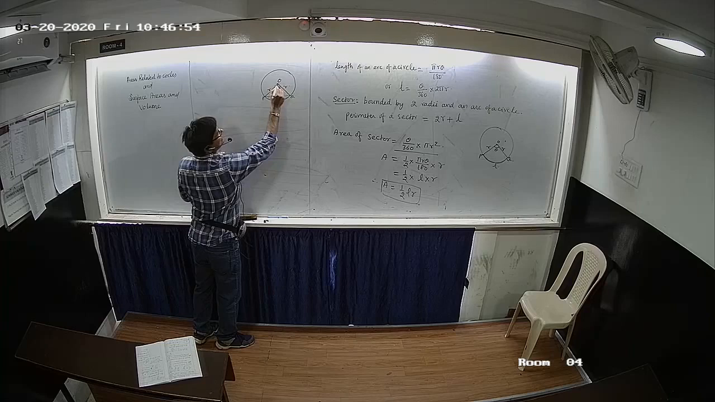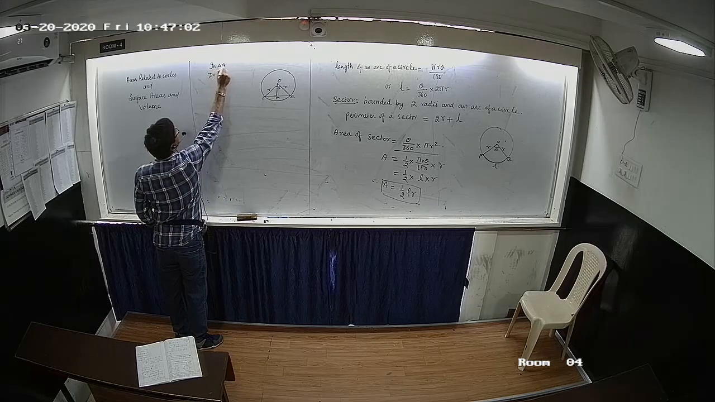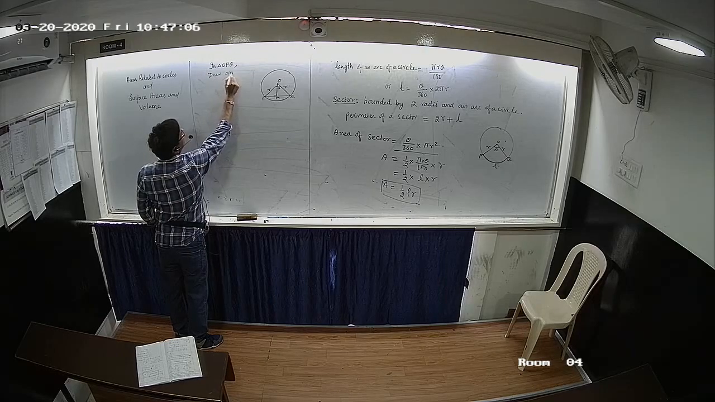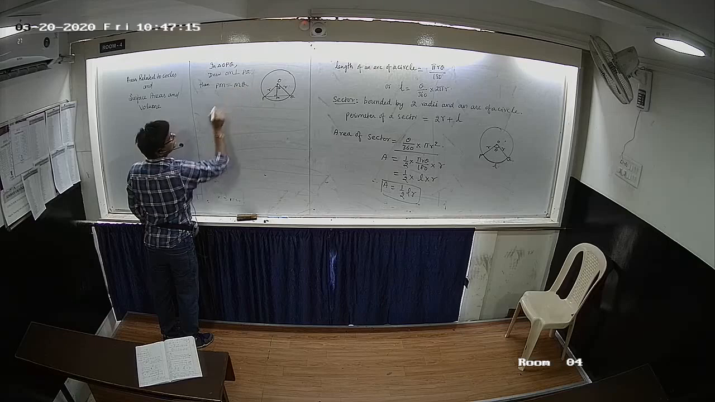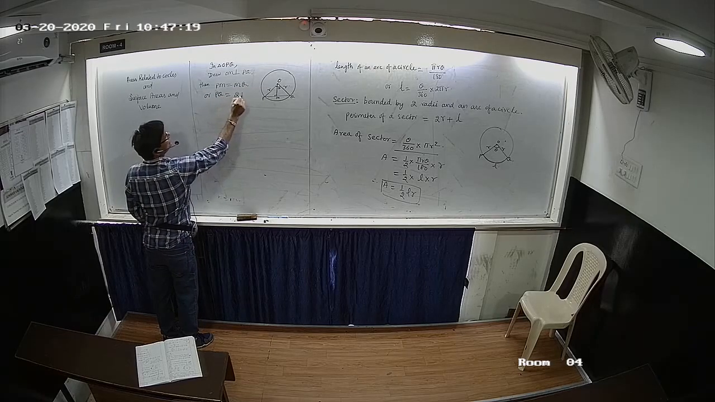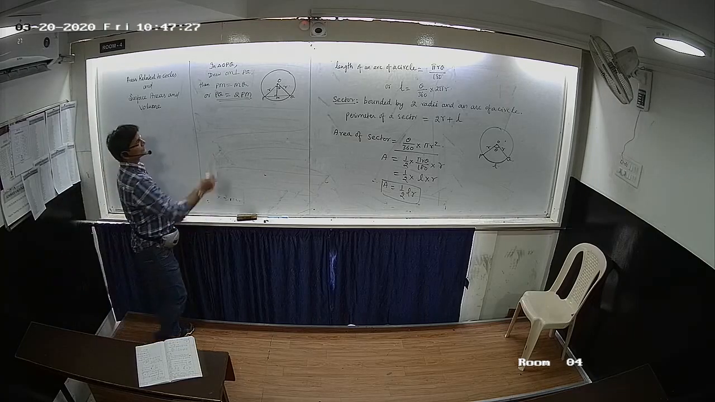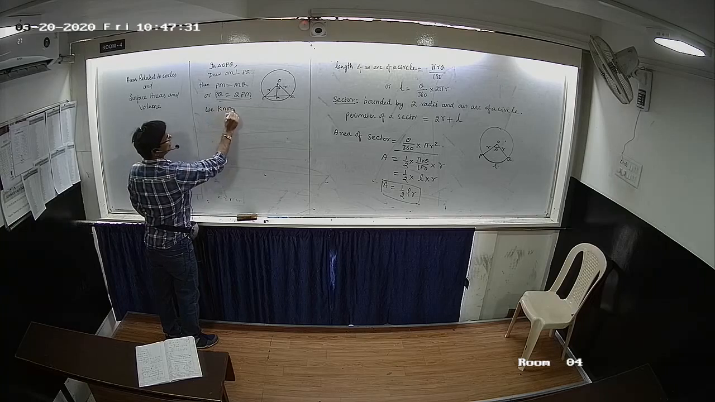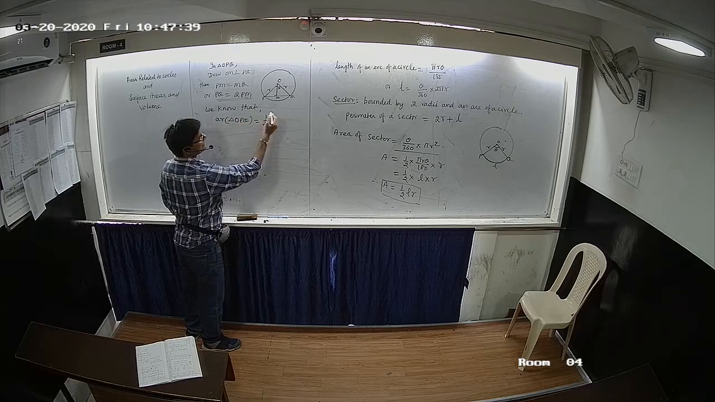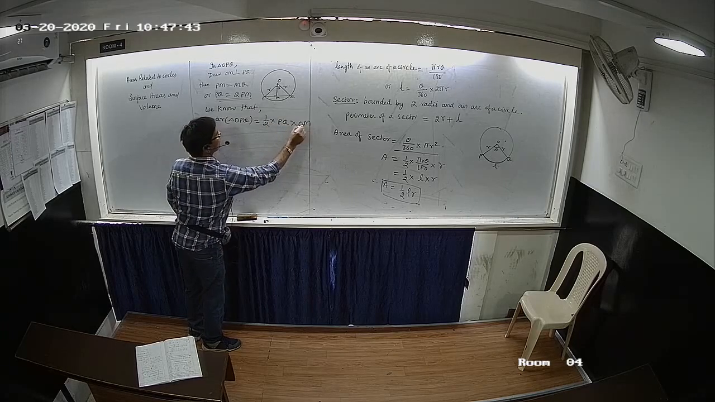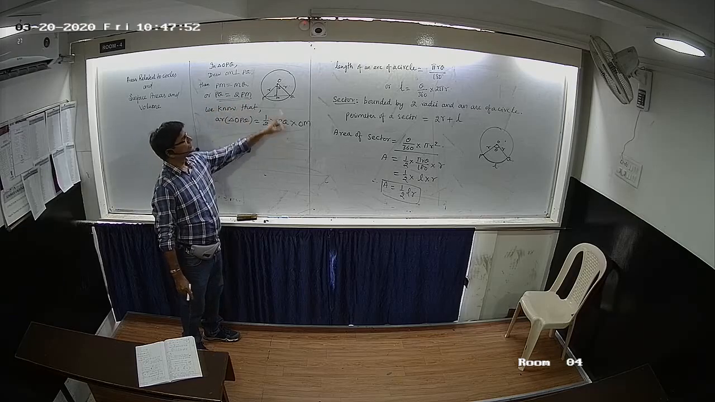Let us draw OM perpendicular to PQ. In triangle OPQ, draw OM perpendicular to PQ. Then PM will be equal to MQ, or PQ will be equal to 2PM. The length of the chord PQ will be equal to 2PM. Now, we know that the area of triangle OPQ is equal to half into base into height, half into PQ into OM. But we must know the length PQ and OM.